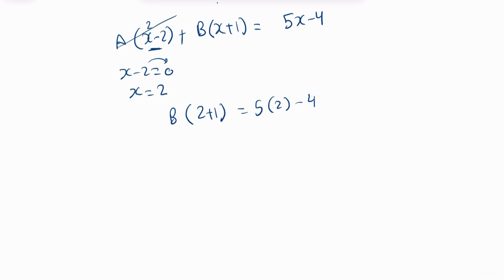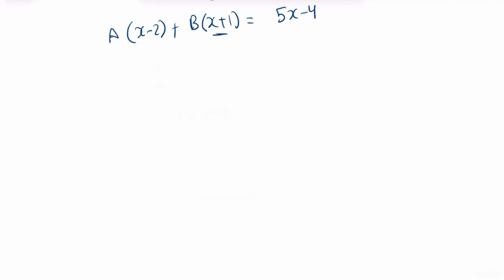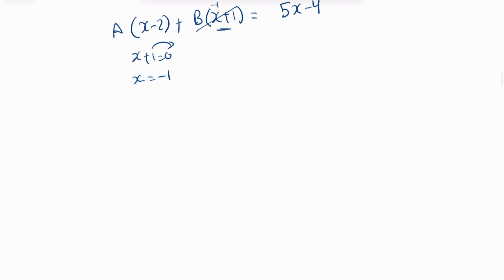So we come up with this equation: b multiplied by 2 plus 1 equals 5 times 2 minus 4. After you simplify this, we come up with 3b equals 6. So divide by 3 on both sides, so b equals 2. Next, let's take the second bracket, x plus 1 equal to 0. Transfer this to the other side, so x equals negative 1. If you substitute the value of x as negative 1, you get rid of this term.